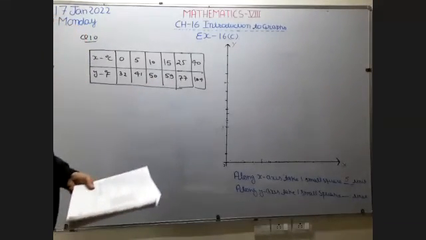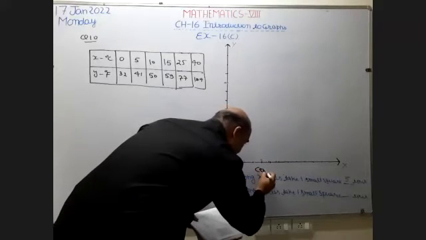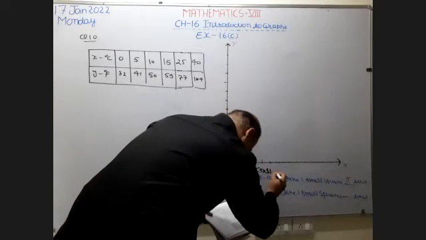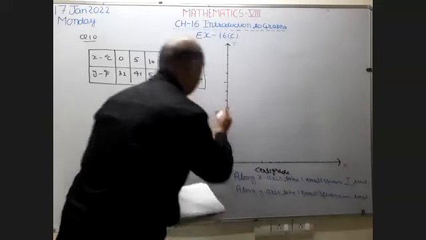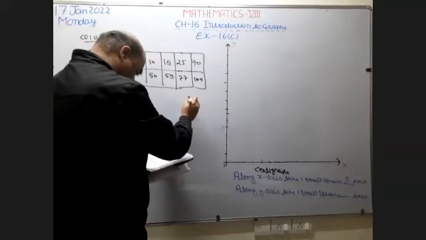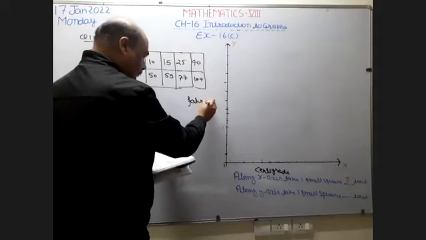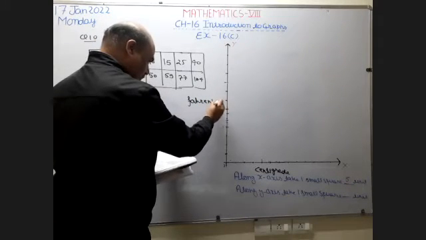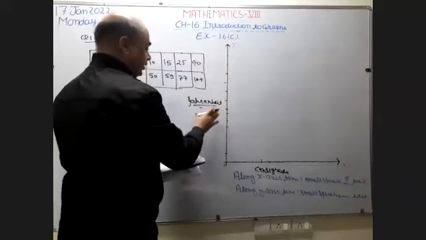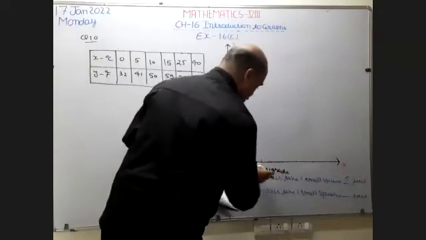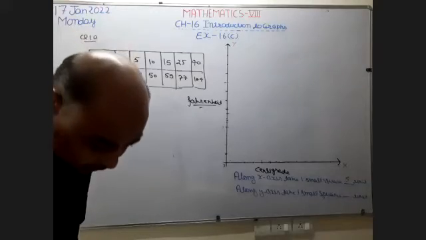In this question, the x-axis is going to be represented by centigrade, and the y-axis is going to be represented by Fahrenheit. Okay, so the y-axis is represented by Fahrenheit, and the x-axis by centigrade. Now I want to write the units.